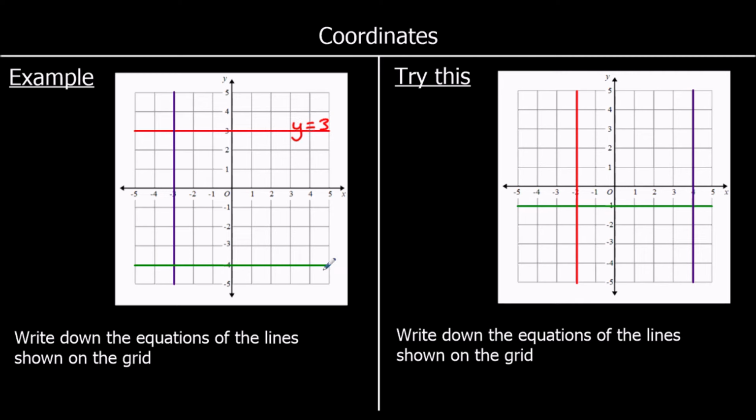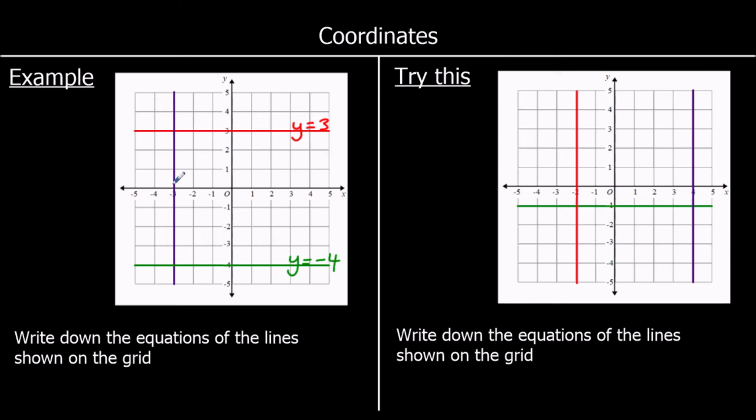Let's look at this other horizontal line. This time the coordinates are (0, -4), (1, -4), (2, -4), (3, -4), and so on. This is all the points where y is equal to -4. So the line is called y = -4.